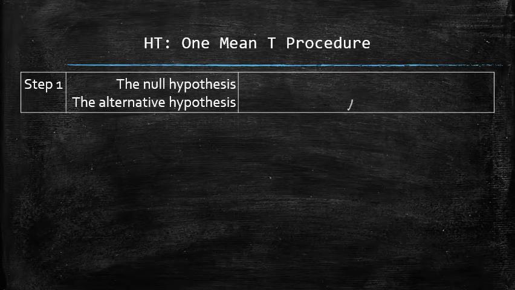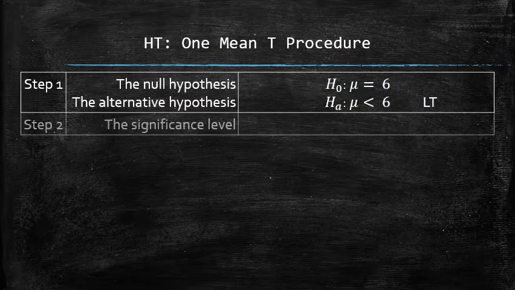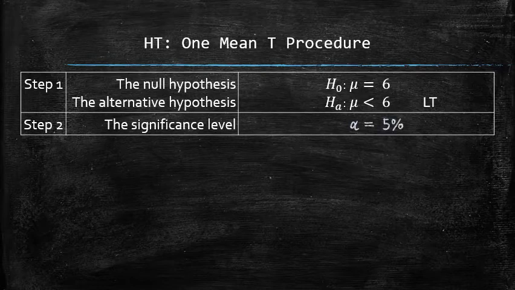Since our claim, mu less than 6, is in the form of an inequality, we are going to set it up as an alternative hypothesis. Therefore, the null hypothesis, which is always in the form of an equation, must be mu equals 6. So the test is left-tailed. Step 1 is complete. The significance level can always be found in the text of the problem. In our case, it is 5%. Step 2 is complete.